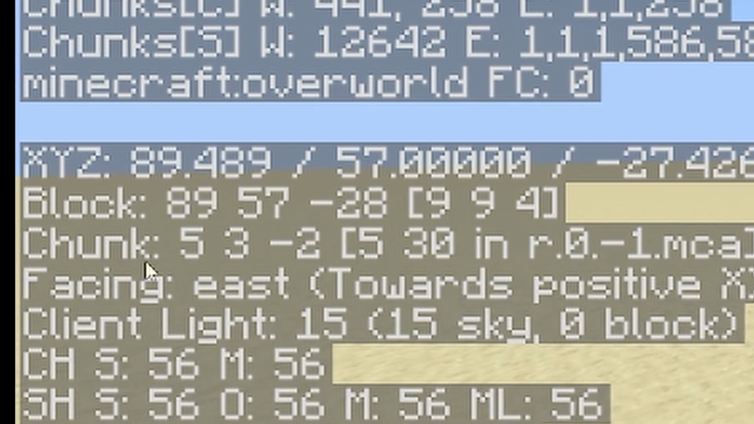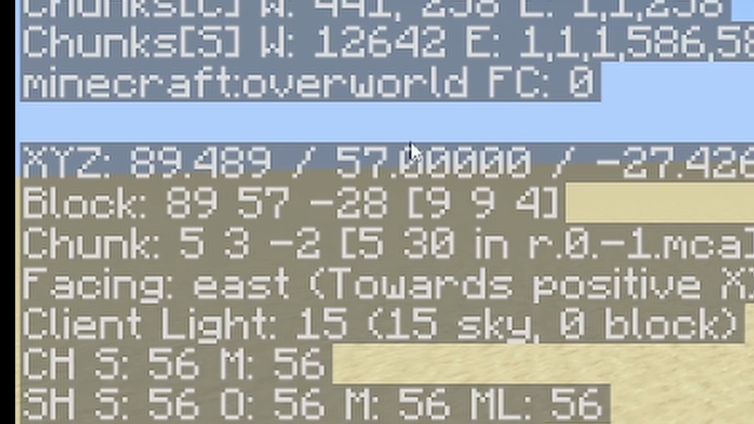Well, if we look here at the top of this paragraph, sort of, we see X, Y, Z. And what this means is that it's the order it goes in. So X is the first coordinate. It's this first number, 89.489. Now, we actually don't use decimals here, so we just remove the 0.489, and we only use 89. So you see that our X is 89.